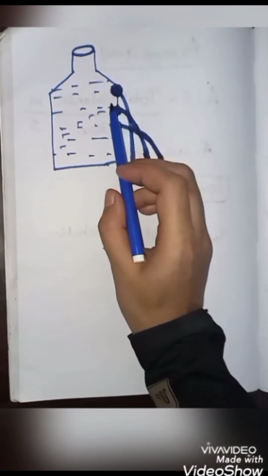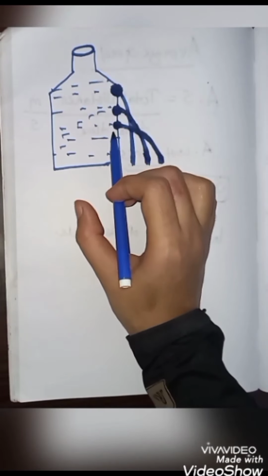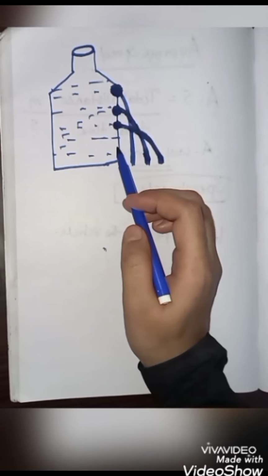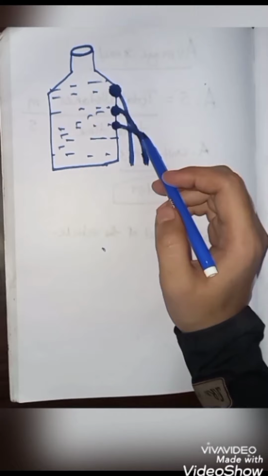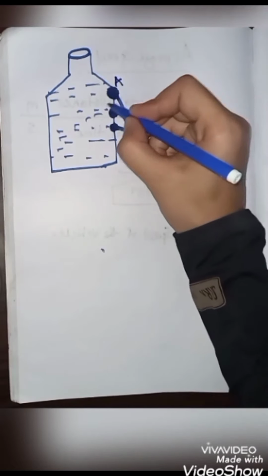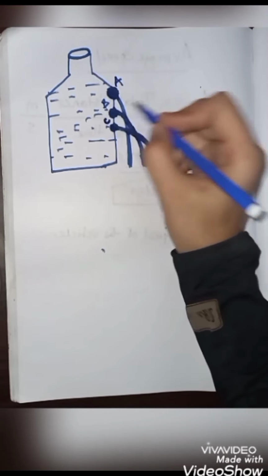You can do this experiment by taking a bottle filled with water and making 3 holes like this at different heights. Okay, then the water will flow like this. What do you understand from this? Let this hole be A, this hole be B, and this hole be C.